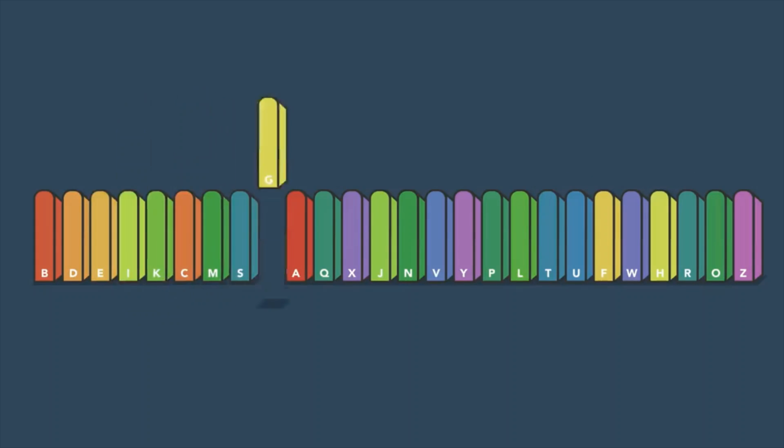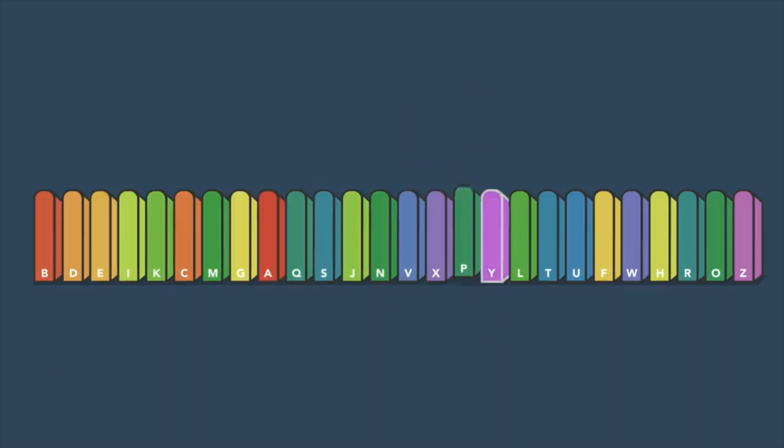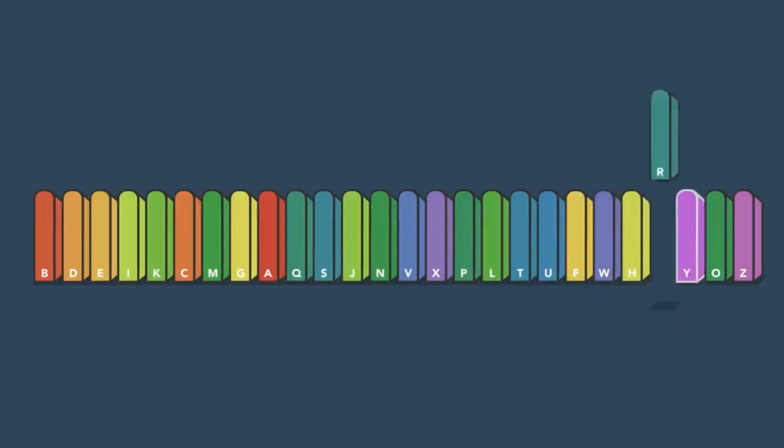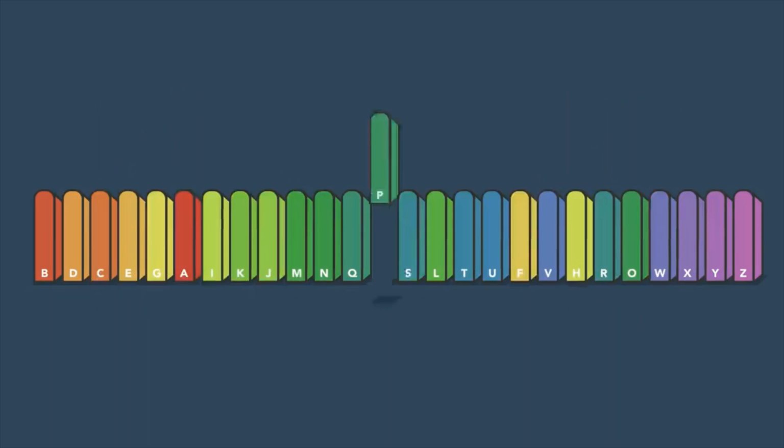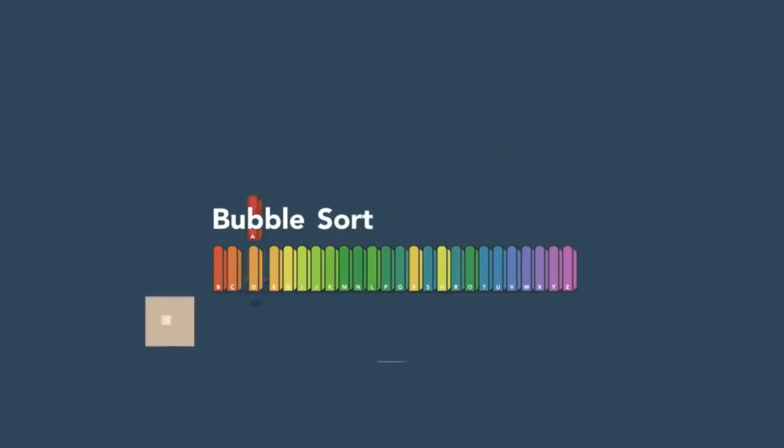Then, start from the beginning and repeat the process to get the second to last book in its proper place, and keep going until all books are sorted. This approach is called bubble sort.